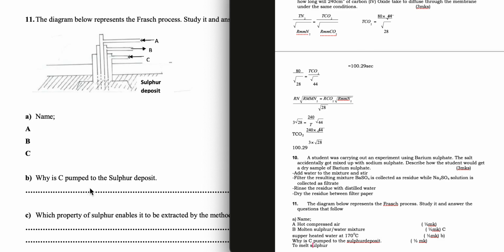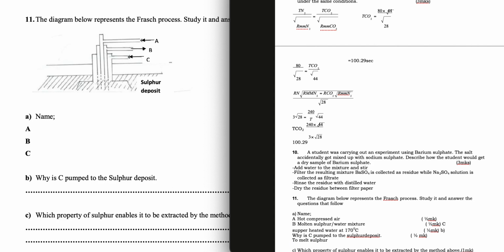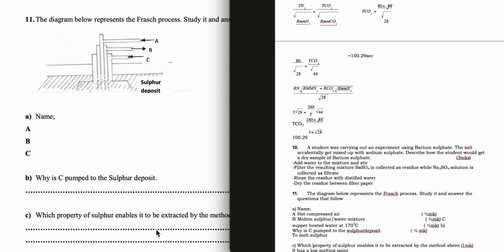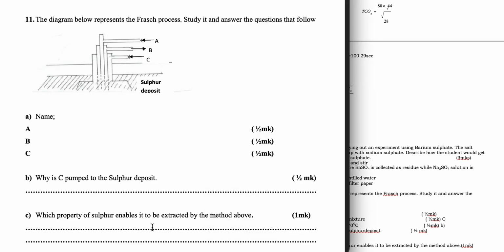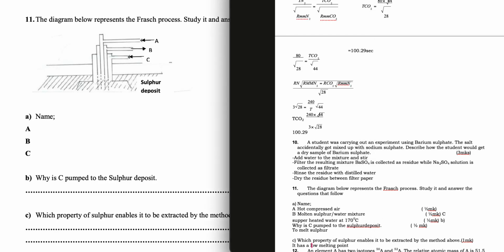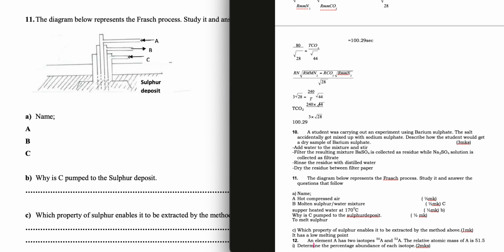Why is C pumped to the sulfur deposit? To melt sulfur. Which property of sulfur enables it to be extracted by the method above? It has a low melting point.